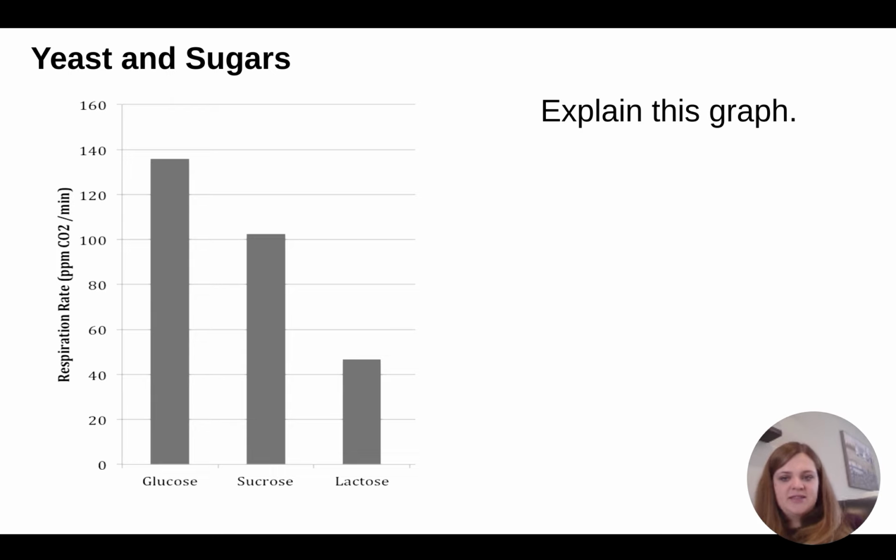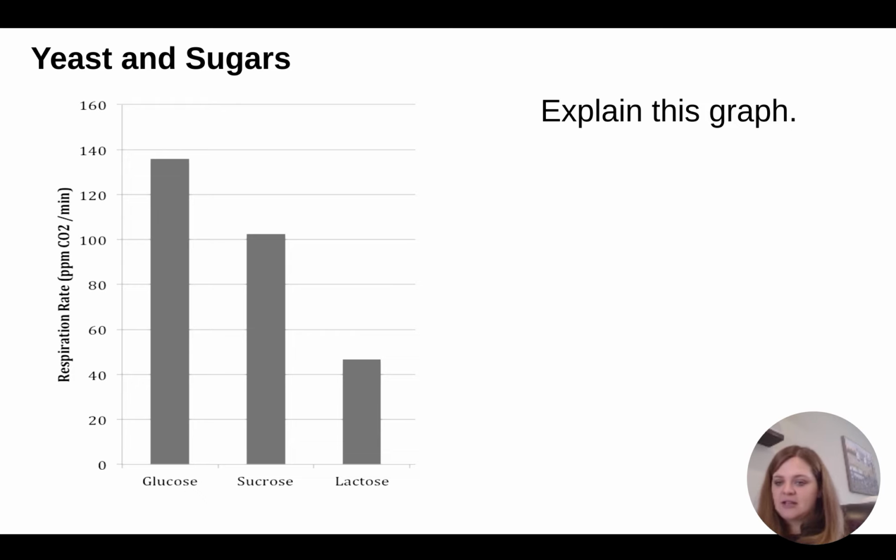So take a look at this graph for just a second. See if you guys can explain what's going on. Go ahead and pause if you need to. Okay, so on the left side, we always need to look at our axes when we're looking at graphs. And in this graph, we have the respiration rate, basically how much carbon dioxide is produced per minute based off of these different sugar molecules.